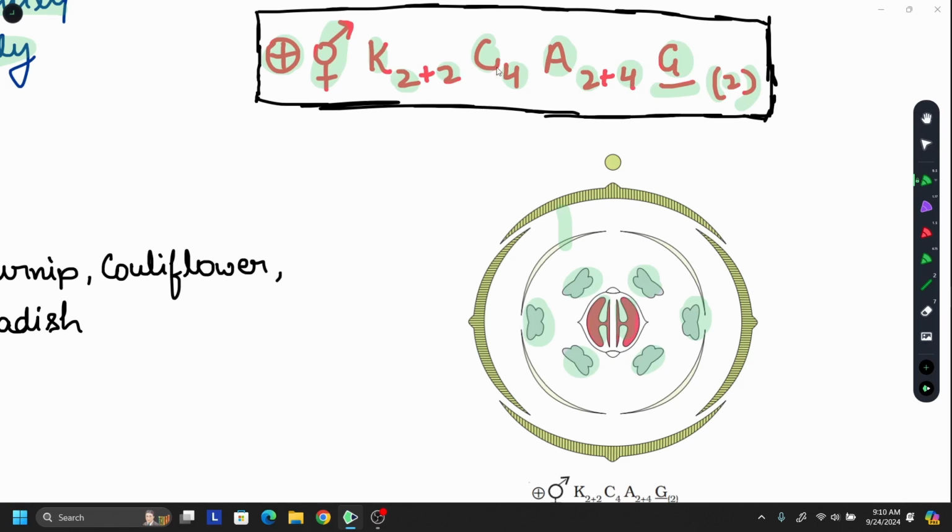Now coming to corolla, or you can say petals. There are 4 petals, 1, 2, 3 and 4, and K is 2 plus 2. So these 2 sepals are inside, and these 2 sepals are outside. That's why 2 plus 2. And this point is generally known as the mother axis, which we do not require to study about.